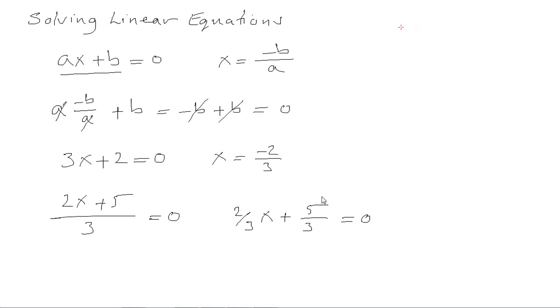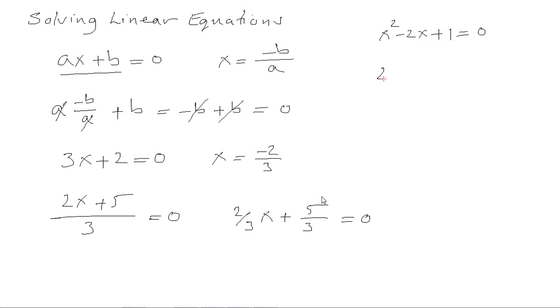However, this one, x squared minus 2x plus 1 equals 0. This is definitely an equation, but it's not a linear equation. You can see the polynomial here is quadratic, and that's why this is called a quadratic equation.